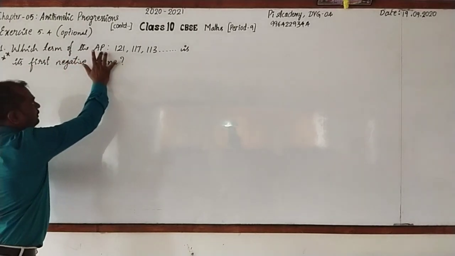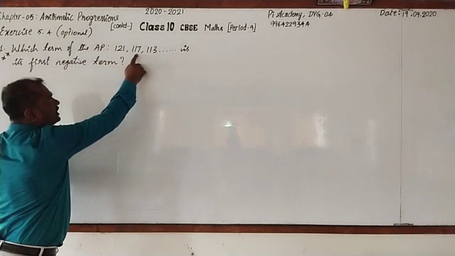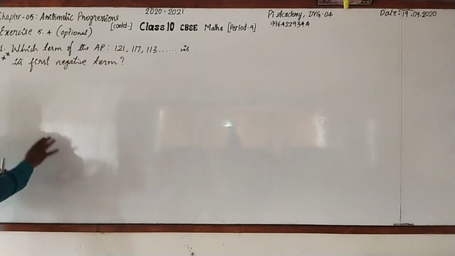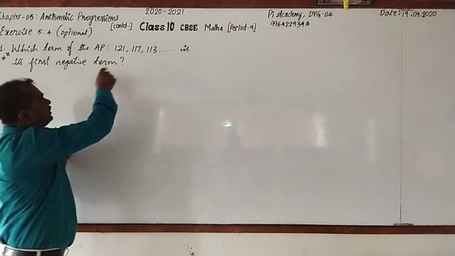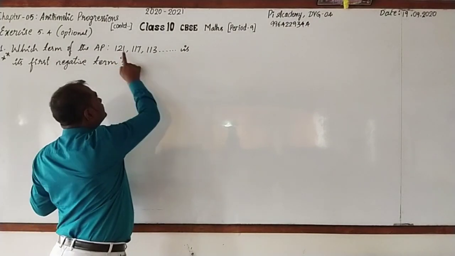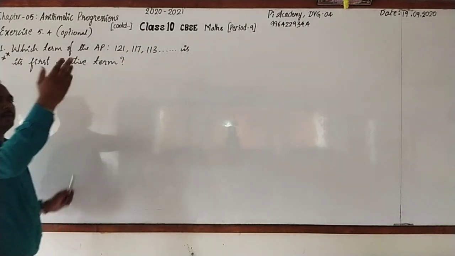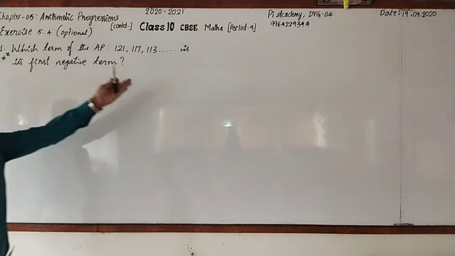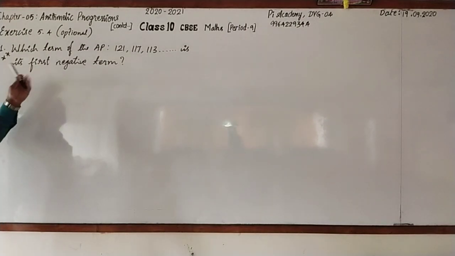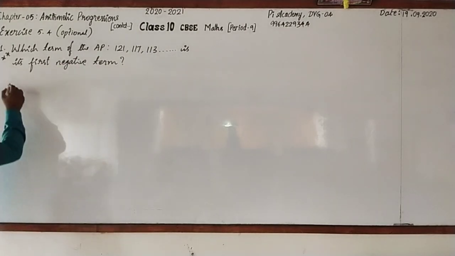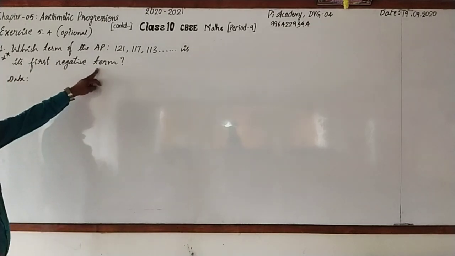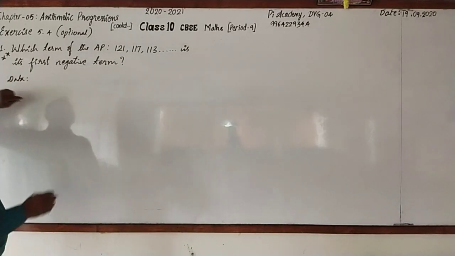Which term of the AP 121, 117, 113 and so on is its first negative term? Here the terms are decreasing, right? See 121, 117, 113 and so on. Obviously there will be a negative term. Then which is that negative term? So which term of this AP is negative? That should be found out. Yes, here I'll write. Please go for copying this, then you can start writing with me.